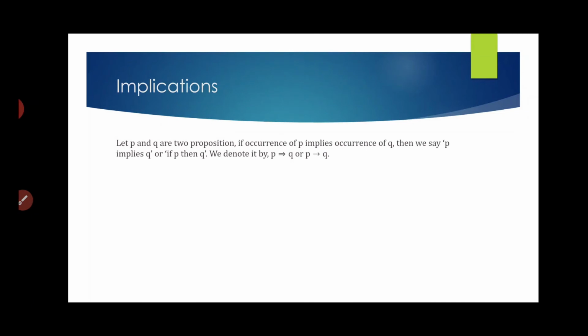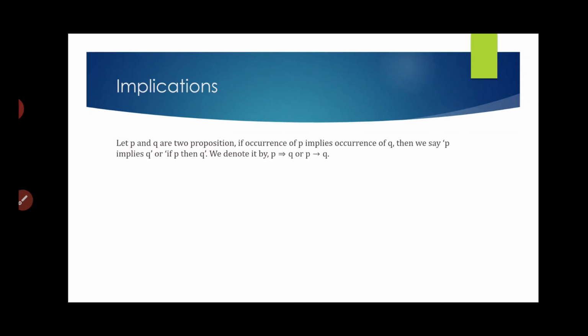If P and Q are two propositions, and if occurrence of P implies occurrence of Q, then we say that P implies Q, or if P then Q, which is pretty intrinsic and obvious to understand. And then we denote it by this symbol, P implies Q. Now the implication symbol can be different in different books. So this is how we denote an implication.